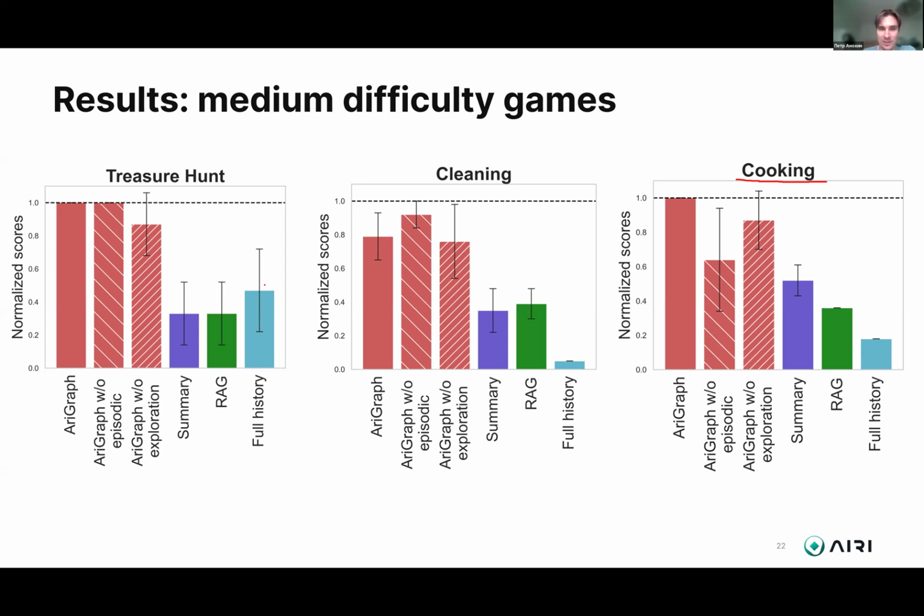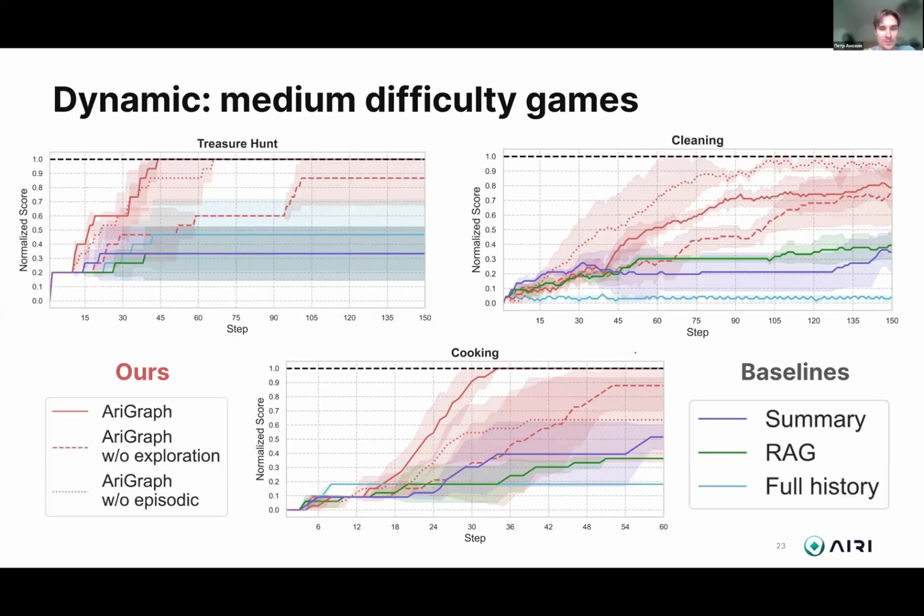And I think the dynamics is also very interesting to see. This one is for the without-exploration ablation study. So we see that the agent can actually solve the environment without exploration, but it takes far more steps to do so. The solid red line is our agent. The dotted one is without episodic memory, and the dashed one is without exploration.